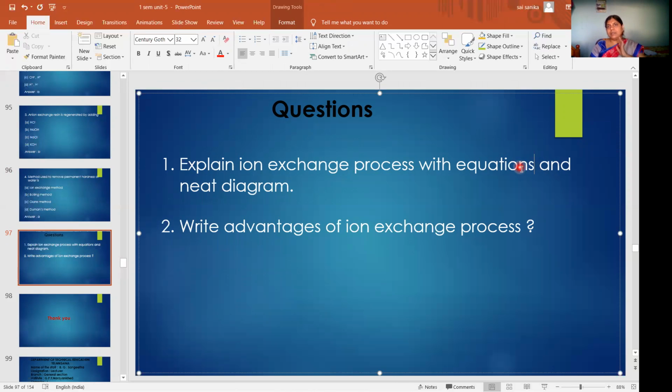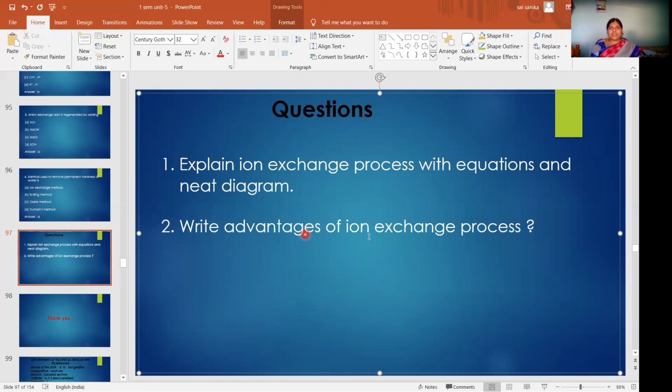Sometimes they will ask 3 marks questions, if at all. Only regeneration, how acidic and basic resin are regenerated, like this also there. Whole process means 5 marks. Total equations you have to write: ion exchange resin equation and ion exchange equation and explanation and regeneration equations. Okay, and you have to draw the diagram also. So that is for 5 marks question. Only explain regeneration of acidic resin and basic resin with equations, like that also they can ask.